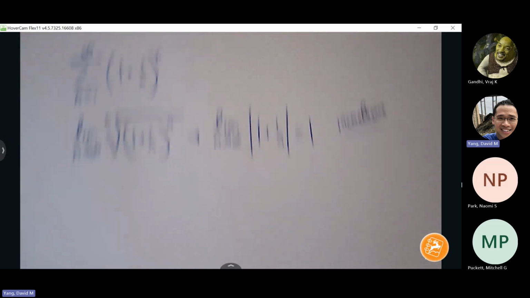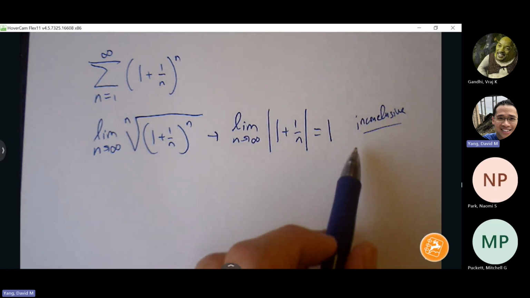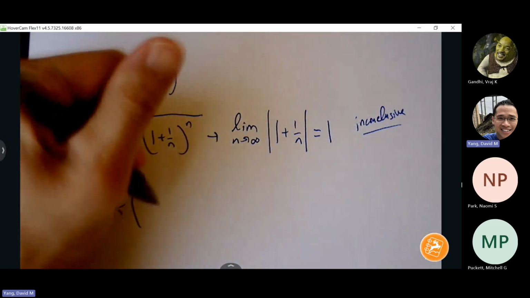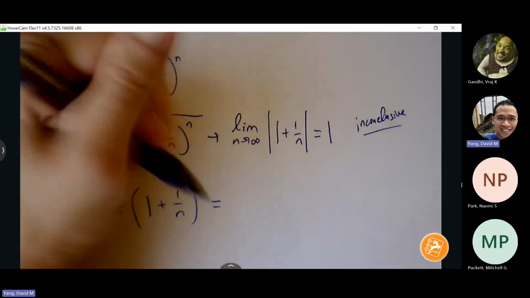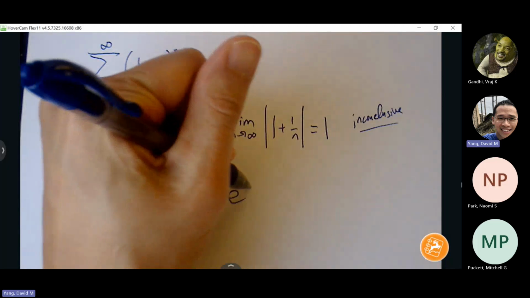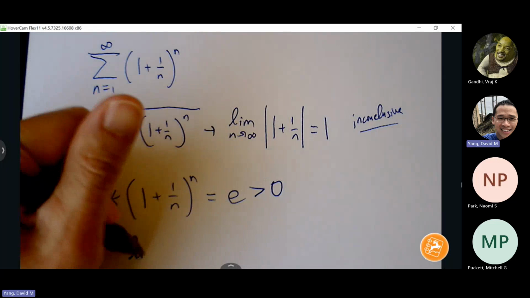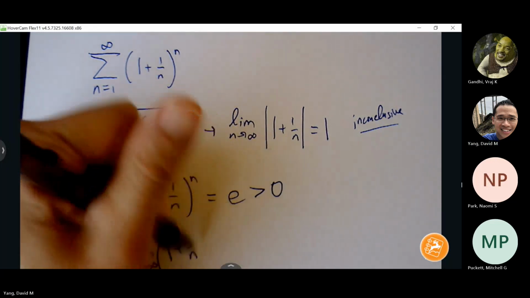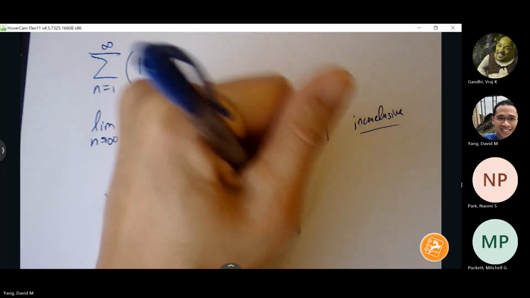Okay, this is a little bit of a strange one here. This one ends up giving us inconclusive. But as a side note, this is not going to be on the test, but it's a good thing to know that (1 + 1/n) to the n is the same thing as e. That's the definition of e, and e is greater than 0. So by the nth term test, it can diverge.